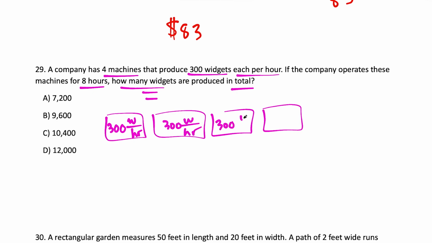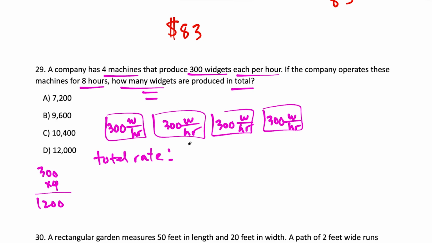So what we're told is that the machines are running for 8 hours. So let's just think about how many widgets per hour all of the machines produce together. The total rate would be 1200, because I'm doing 300 times 4. 300 times 4 is 1200. So that tells us the total rate is that all of the machines produce 1200 widgets per hour if they're all working at the same time together.